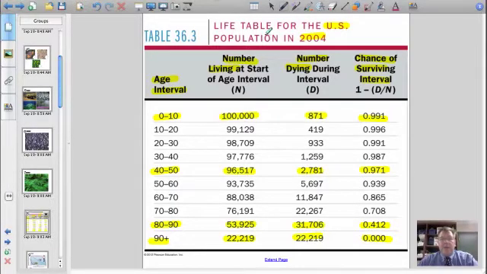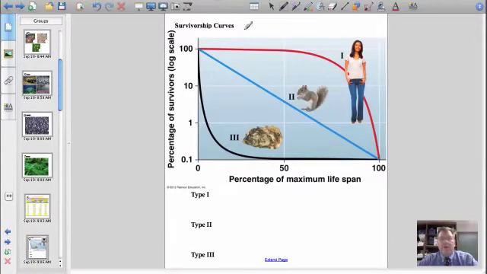Now, what do we do with this? Well, life insurance agents, actuaries, will use this to calculate how much they want to charge you for premiums so that they can make sure that they're making a good investment. What do the rest of us, what do biologists do with this? Well, we can use this sort of information to create survivorship curves.